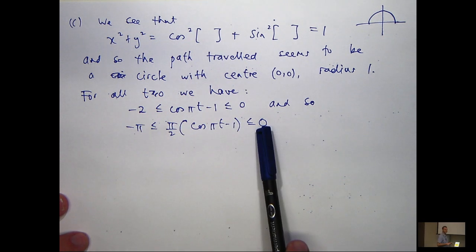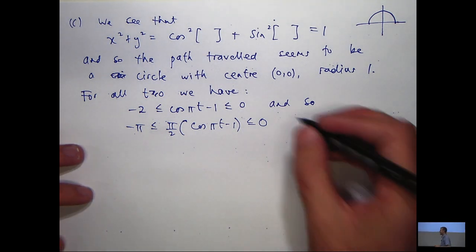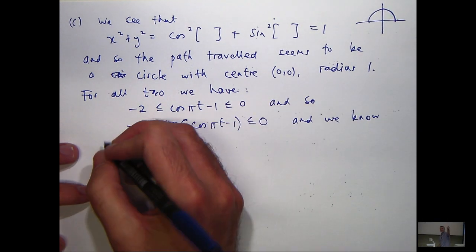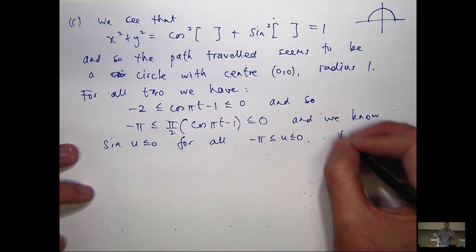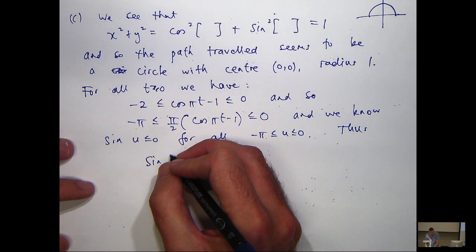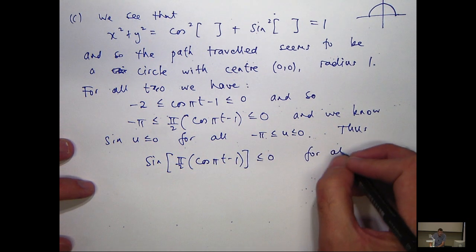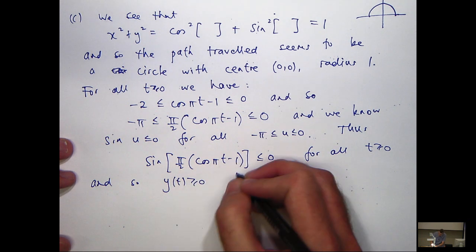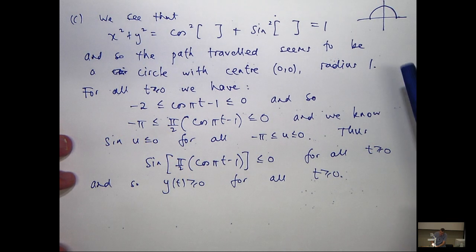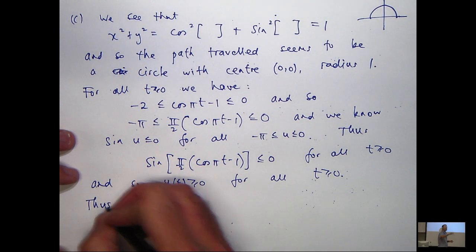Now, if this is between minus pi and 0, and we're taking the sine of this, what do you know about the sine function? It's less than or equal to 0, right? So non-positive. So that's good. And remember, y equals negative of this. So what that means is y, the particle's got to stay in the upper half plane.